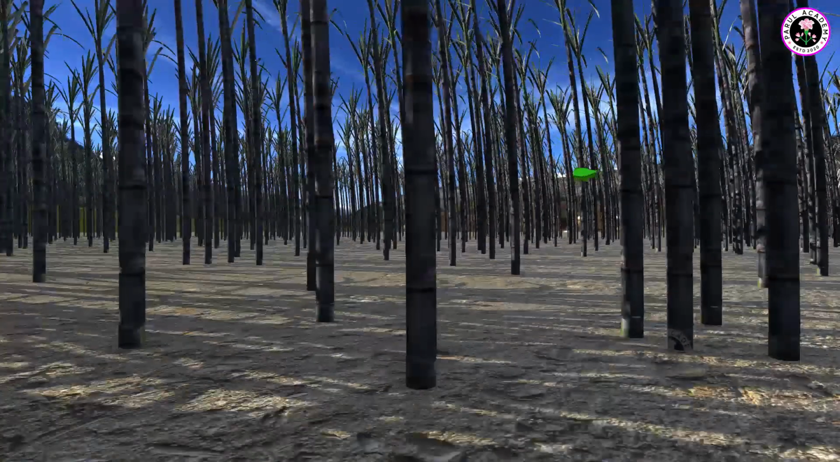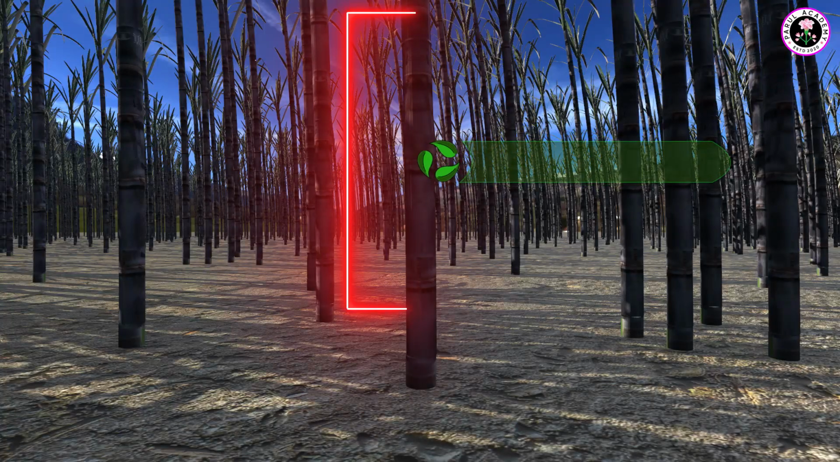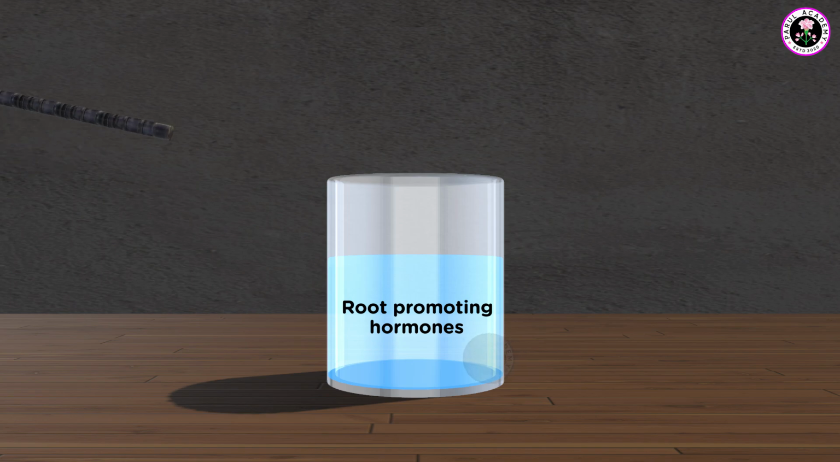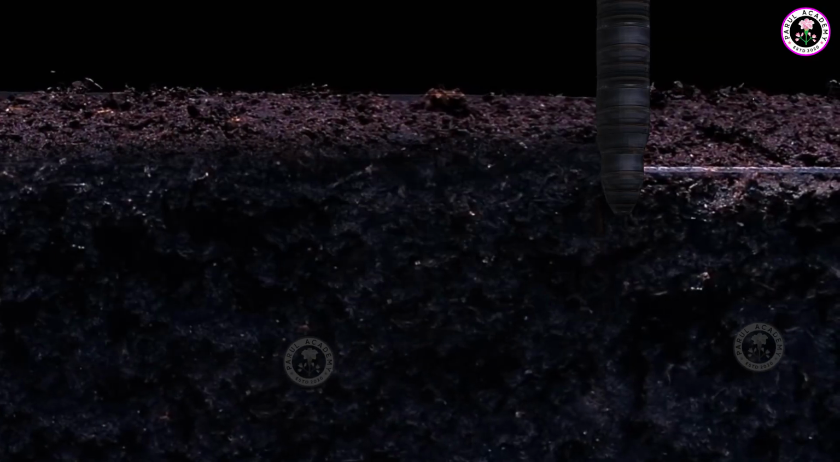For stem cuttings, 1-year-old stems are used which show active growth. They are cut into around 20 to 30 centimeter long pieces and are dipped in root promoting hormones for a few minutes and then planted in the soil.